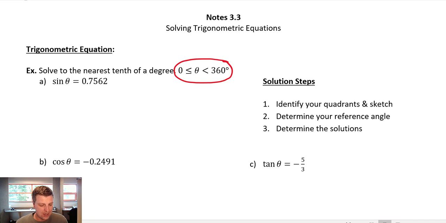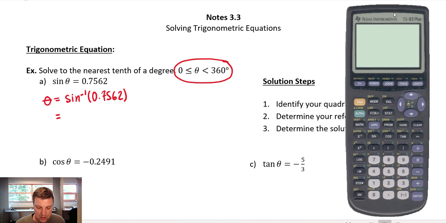The first one here is the sine of theta is equal to 0.7562. So I know that if I have the sine of theta, the way that I can get rid of that, my algebraic step to eliminate it, would be to take the inverse sine. So theta would equal inverse sine of 0.7562.